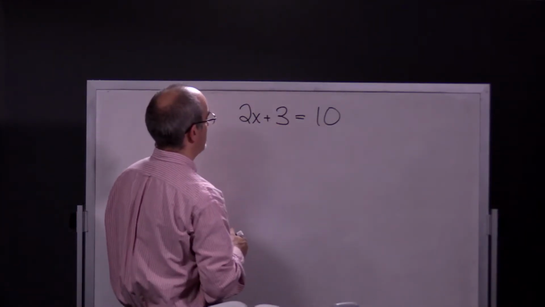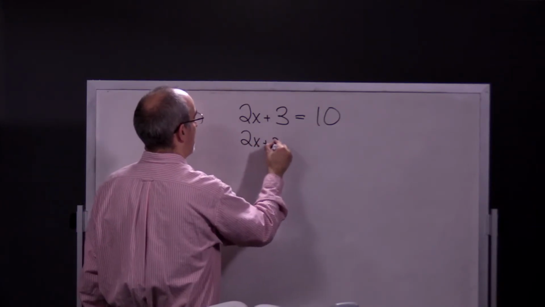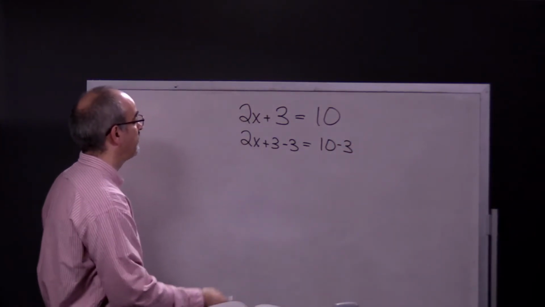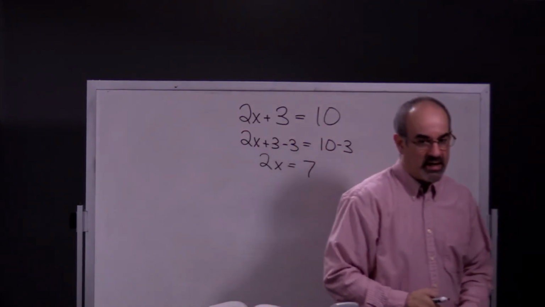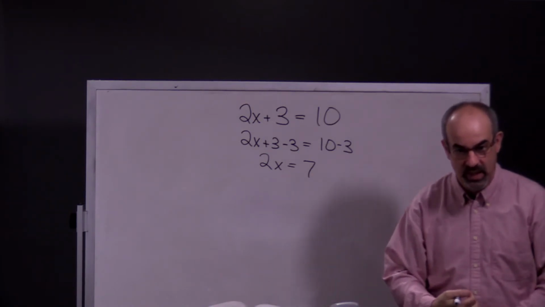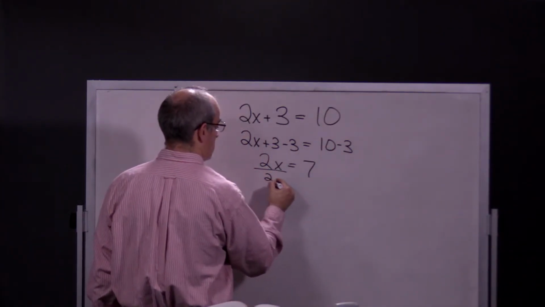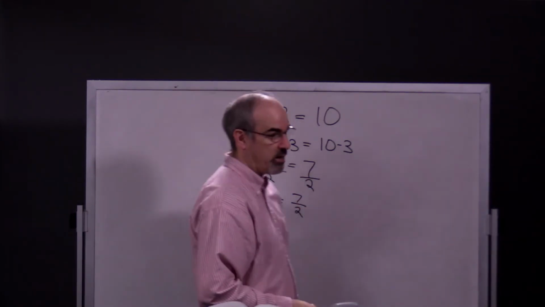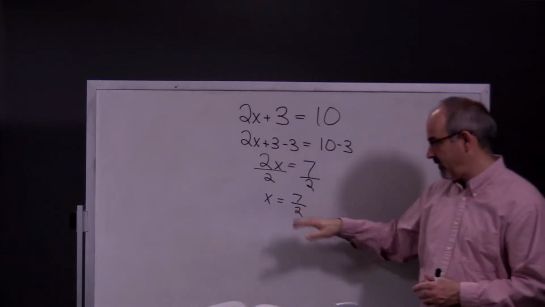Since 3 is being added to 2x, we want to subtract 3. We want to do the inverse of addition. So we subtract 3. But remember, you have to do it to both sides. So we wind up getting 2x equals 7. Now x is being multiplied by 2. To undo that, we want to do the inverse of multiplication, which is division. So we want to divide both sides by 2. So in this problem, x is 7 over 2.